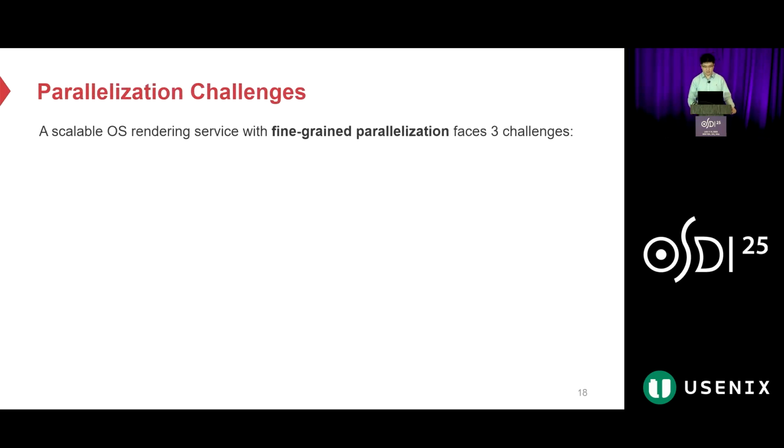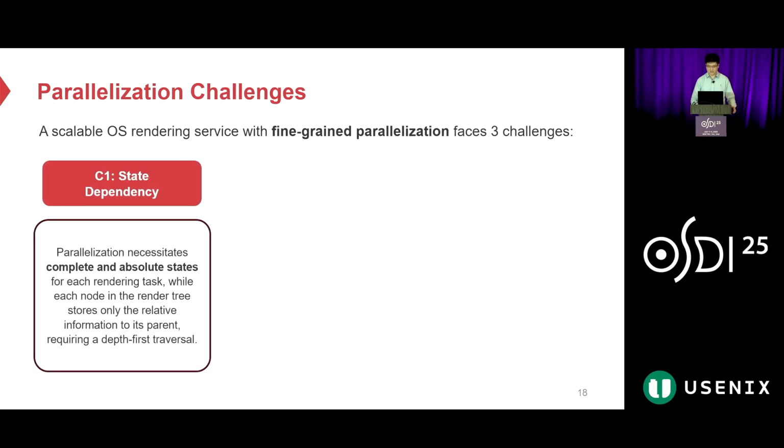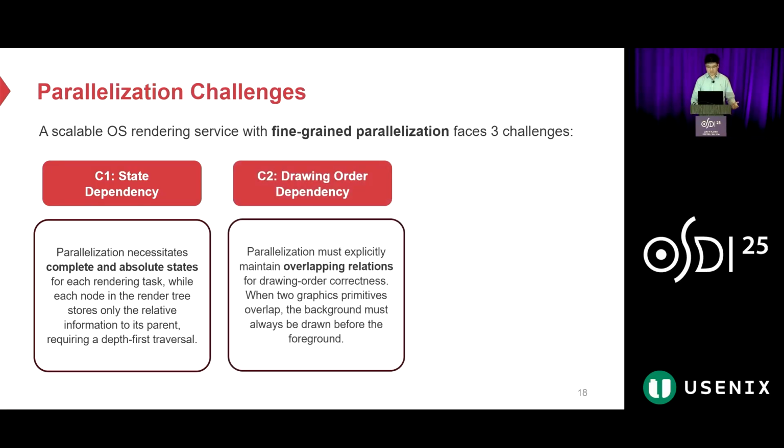To summarize, designing a scalable OS rendering service with fine-grained parallelization faces 3 key challenges. First, state dependency. Parallel tasks need complete and absolute states, but the render tree only stores relative information, which seems to demand a sequential traversal. Second, draw order dependency. During rendering, we must respect the overlapping relations. A parallel execution could easily break the required draw order.